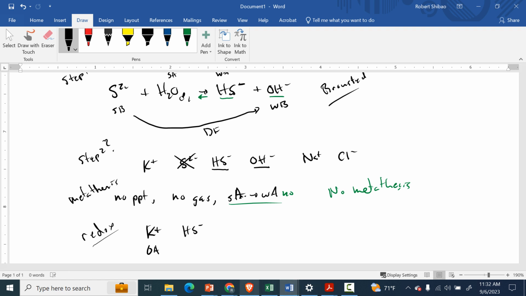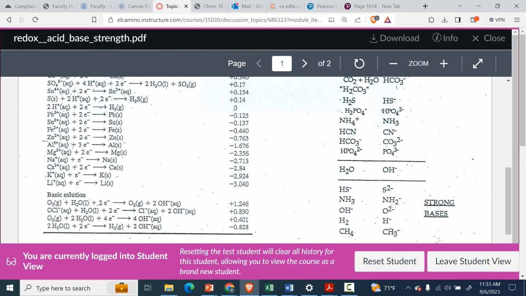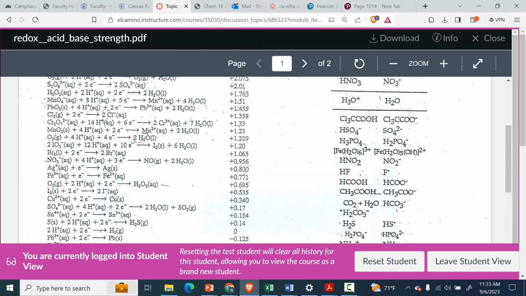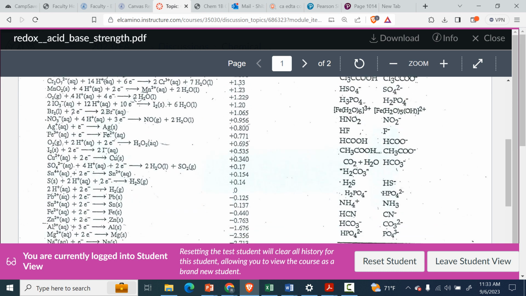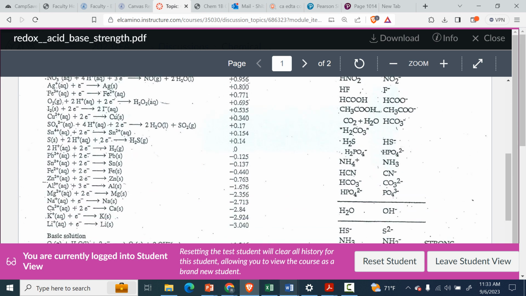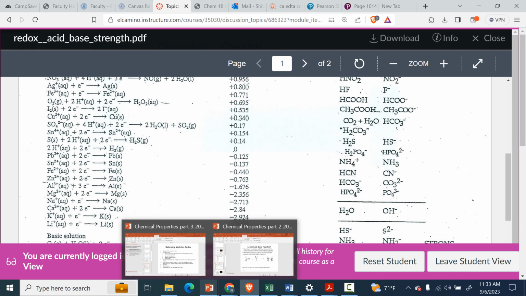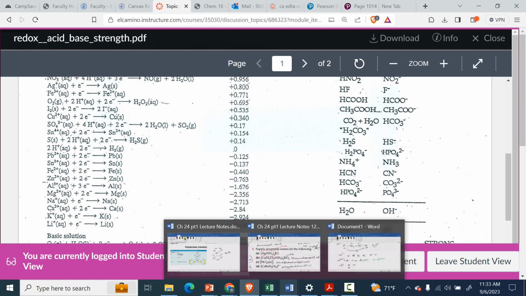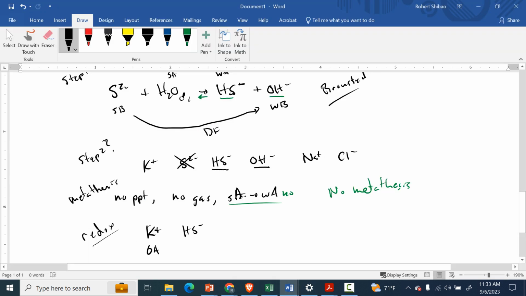HS minus is not on the chart. So what that means is it's totally unreactive, or they just ran out of room. And so let's take a look at what you would expect HS minus to be. Would you expect HS minus to be electron rich or electron poor? Electron rich because it has a negative charge.